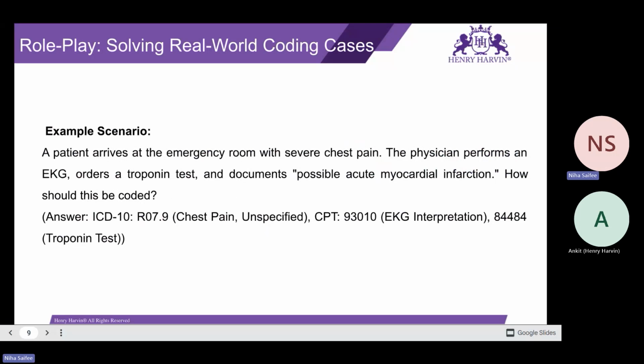Procedures. What all procedures did you do? First, you did the EKG, so CPT 93010. And another procedure you did is the troponin test, 84484. Only these two tests were done. And what is the symptom? Chest pain. Possible acute myocardial infarction has not been proved as yet until we get the test. Okay, so this is how you do it.